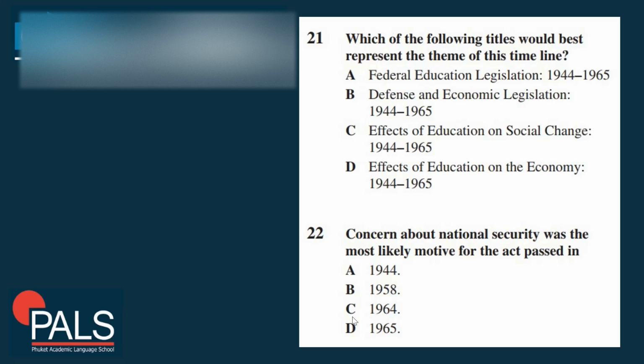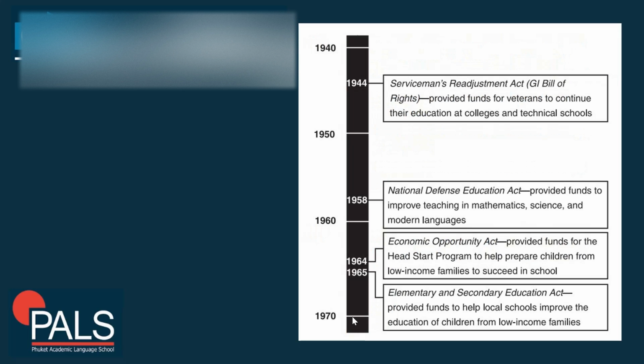22. Concern about national security was the most likely motive for the act passed in which year? A. 1944. B. 1958. C. 1964. Or D. 1965. Have a look. Which of these acts do you think was most in response to national security?